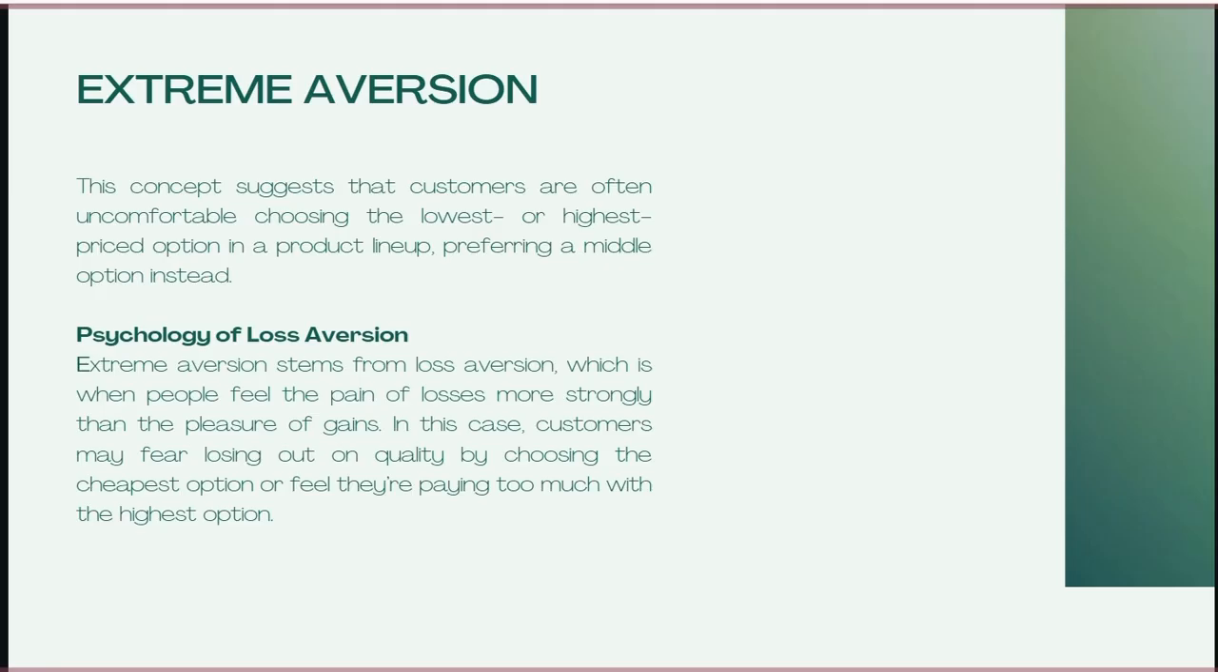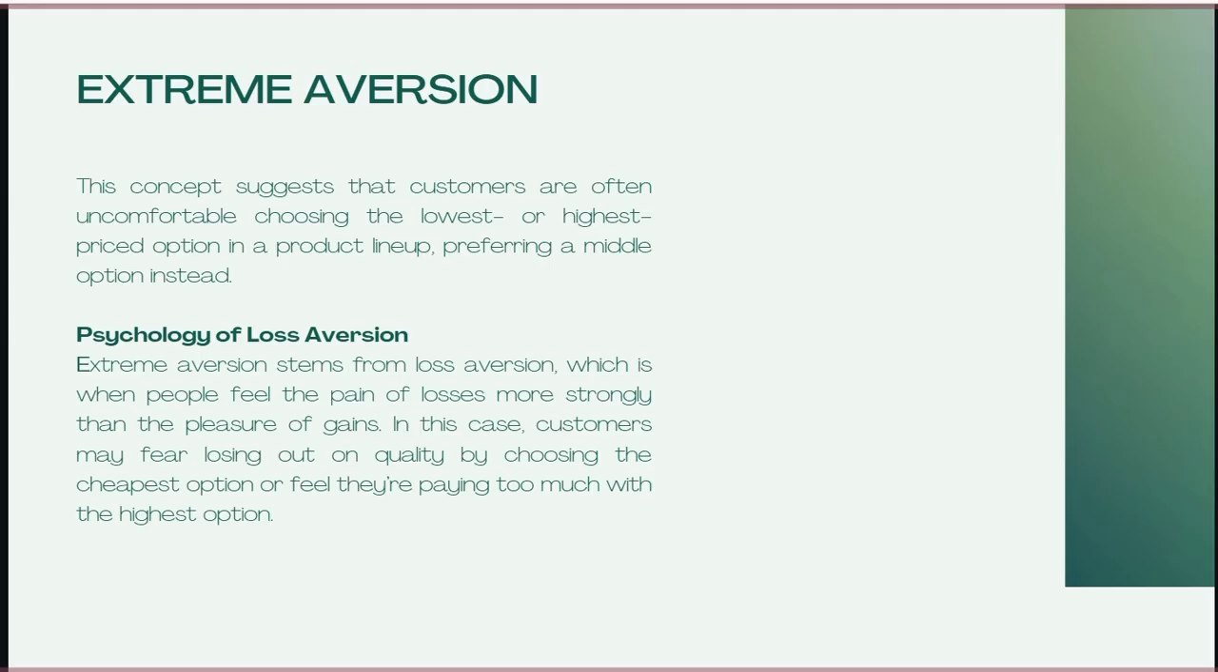So next is extreme aversion. So extreme aversion is a psychological effect where customers feel uncomfortable choosing the cheapest or most expensive option in the lineup. So instead, they prefer a middle choice, a behavior influenced by loss aversion, which means people feel losses more deeply than gains. So in a good, better, best lineup, customers usually choose the middle or better option, feeling it offers a safe balance between cost and quality. For example, they might worry that the lowest price option has too few features, but feel the highest price option is too expensive. Companies often strategically create three or more versions to encourage customers toward the middle choice.